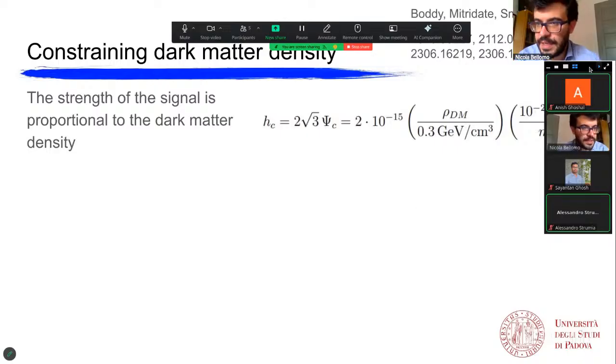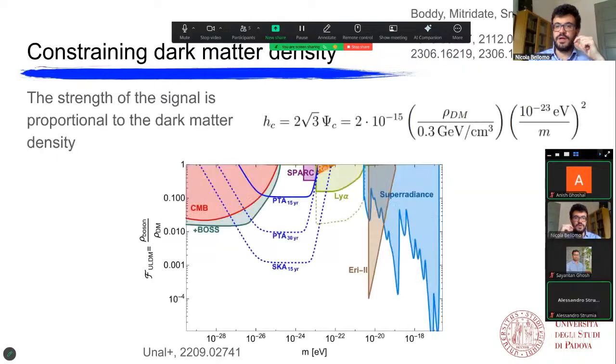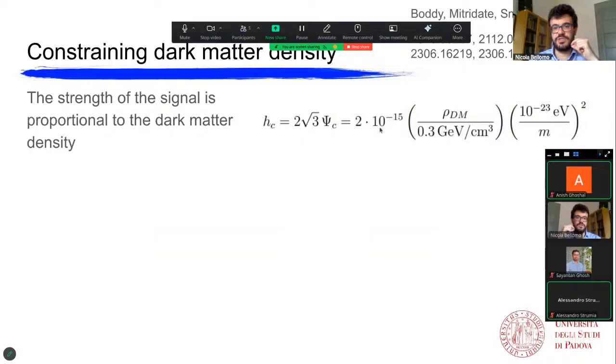Also, as a coincidence, for reasonable values of masses and densities of these particles, the strength of this sort of fake gravitational wave signal is comparable with that of supermassive black hole binaries.